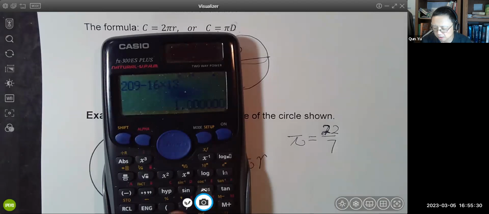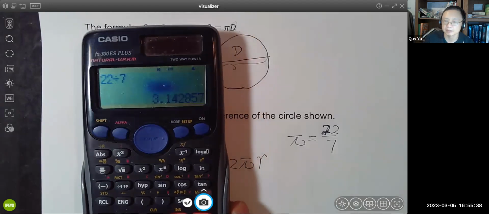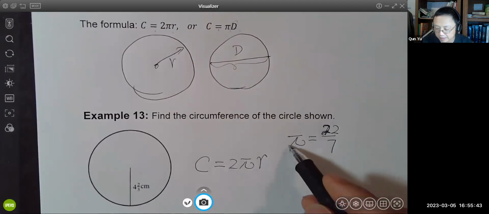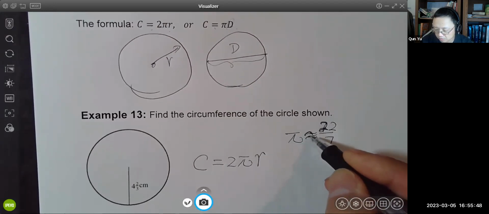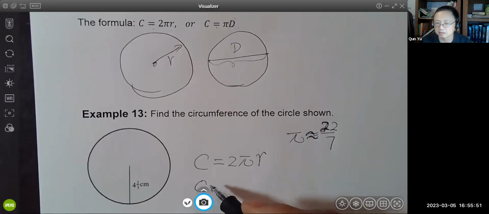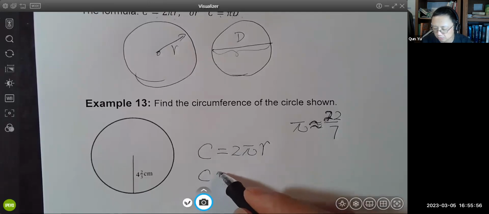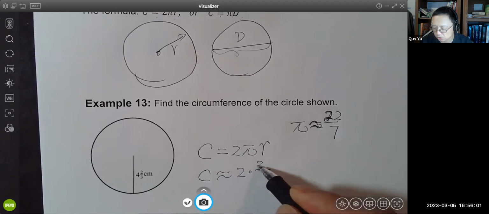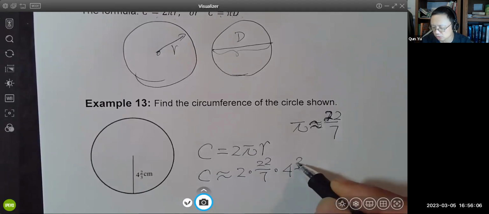So 22 divided by 7 equals 3.142857. This is 3.14 something, close to pi. So we use this fraction to replace pi. It's not exact. This is an approximate pi. I should write it this way. As a result, this circumference won't be exact unless you use the full pi. So it approximately equals 2 times 22/7 times r, which is 4 2/3.